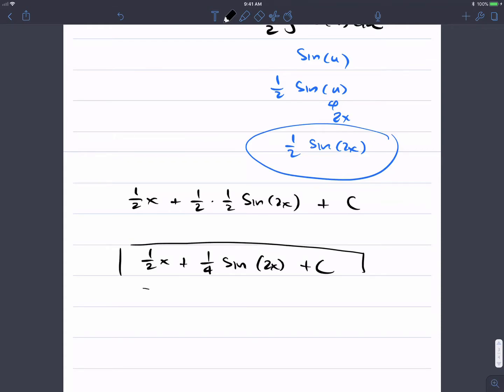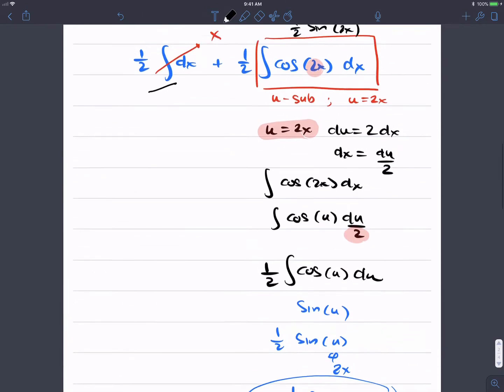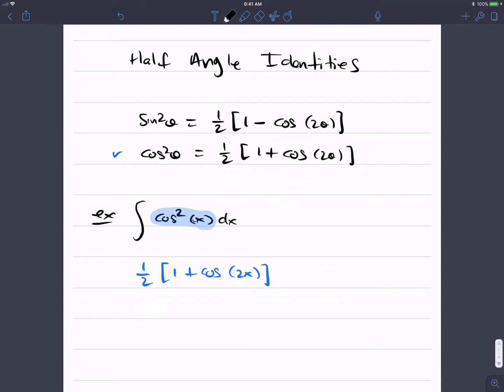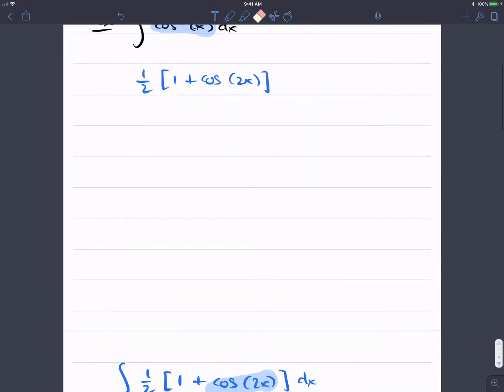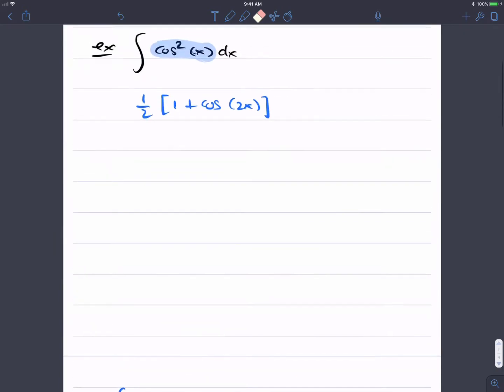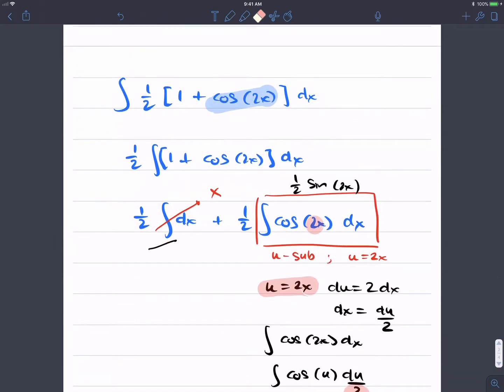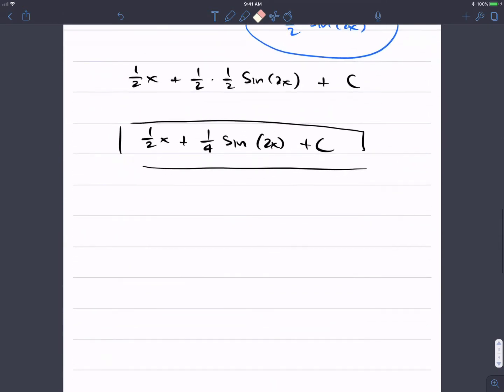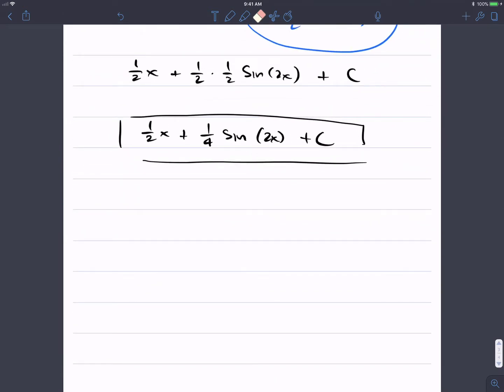So what we essentially did was reduce the powers for cosine squared. We just reduced that power using your half angle identity. It's now an integral without the power 2. And this is by properties of integration and substitution. This is the process that we use to integrate cosine squared.